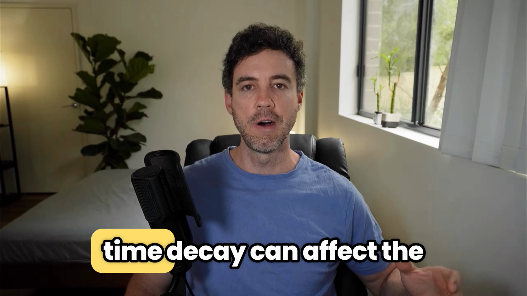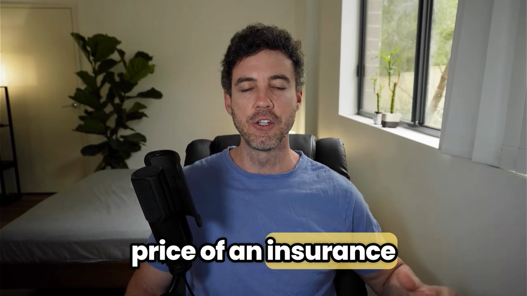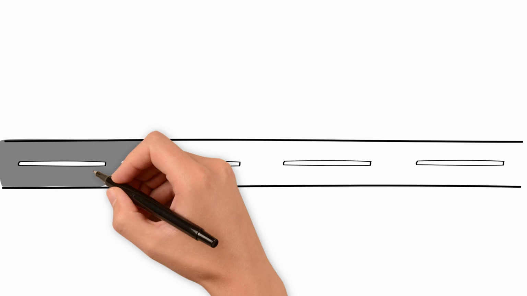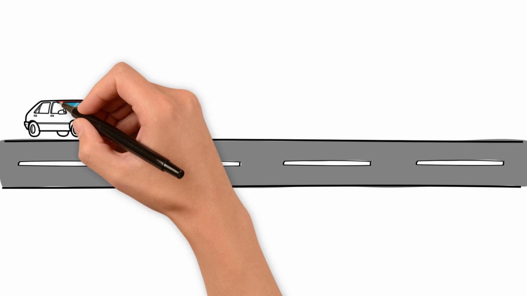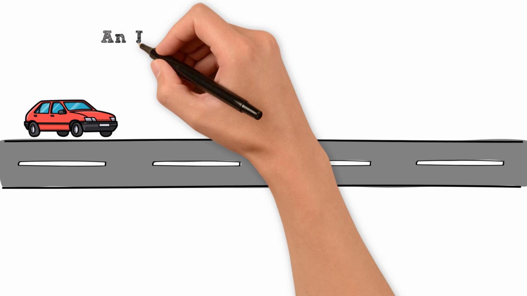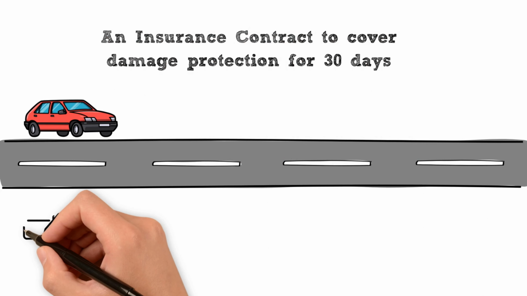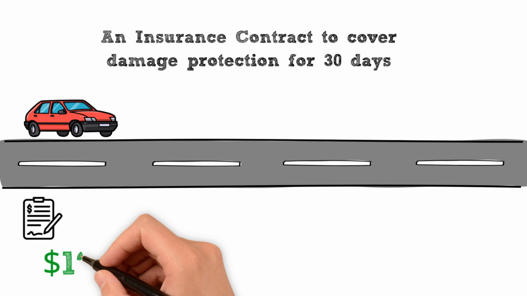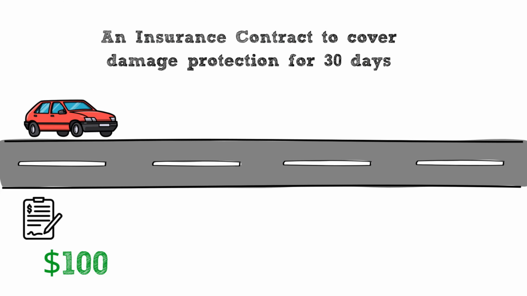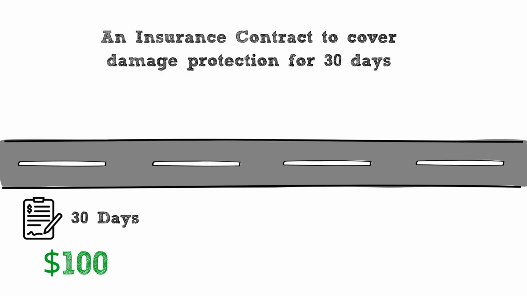This can be a little harder to understand, so I'm going to revert to first using an insurance example of how time decay can affect the price of an insurance contract. Let's have a look. The car owner is going on a month-long road trip. They are deciding whether to purchase an insurance contract to cover damage protection for 30 days. The contract has a purchase value of $100. It has that much value because that car is driving every day along the road for 30 days. That's 30 opportunities for an accident to occur.